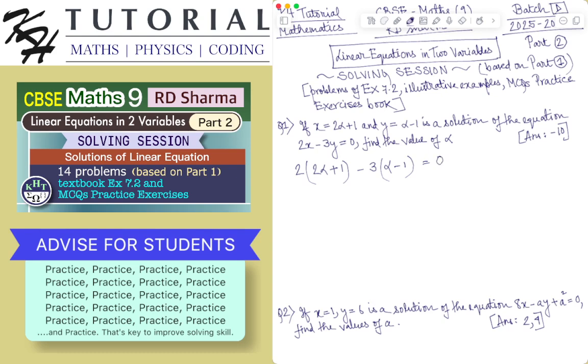So if you see, we get a linear equation in alpha. From here we can easily solve for alpha. So this is 4 alpha plus 2 minus 3 alpha plus 3 is equal to 0. This implies alpha is equal to minus 5, but the answer is minus 10.